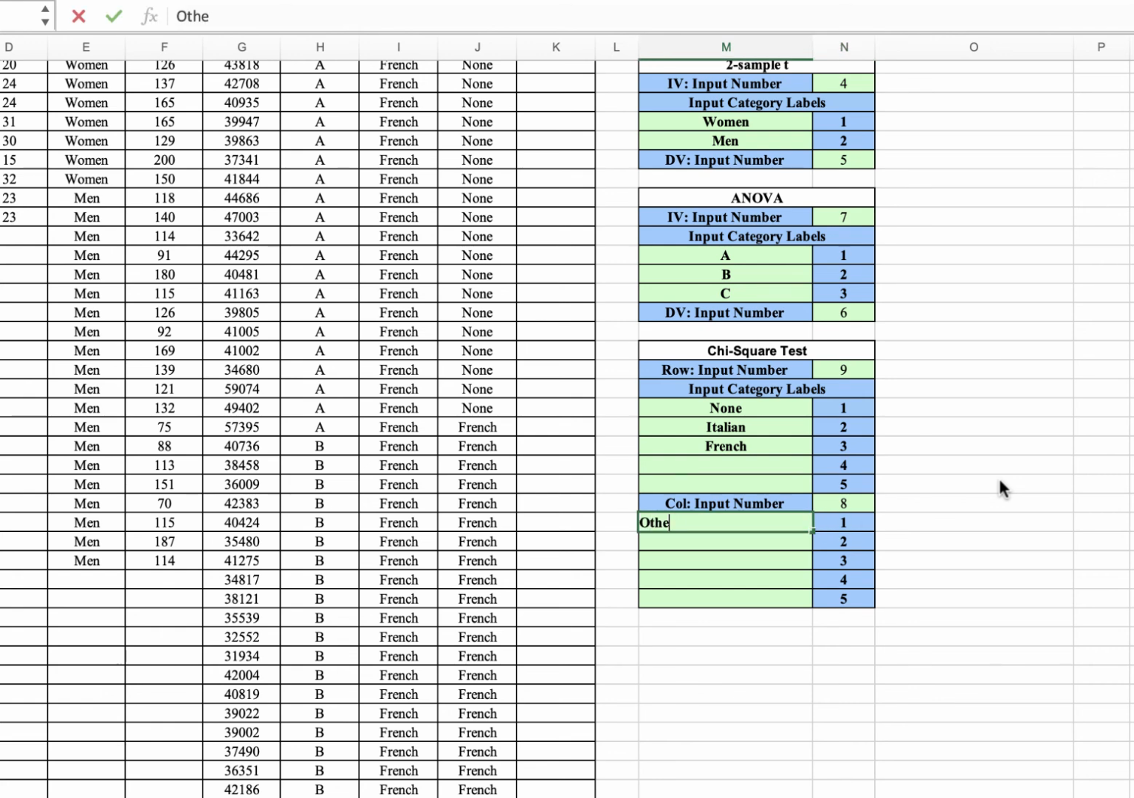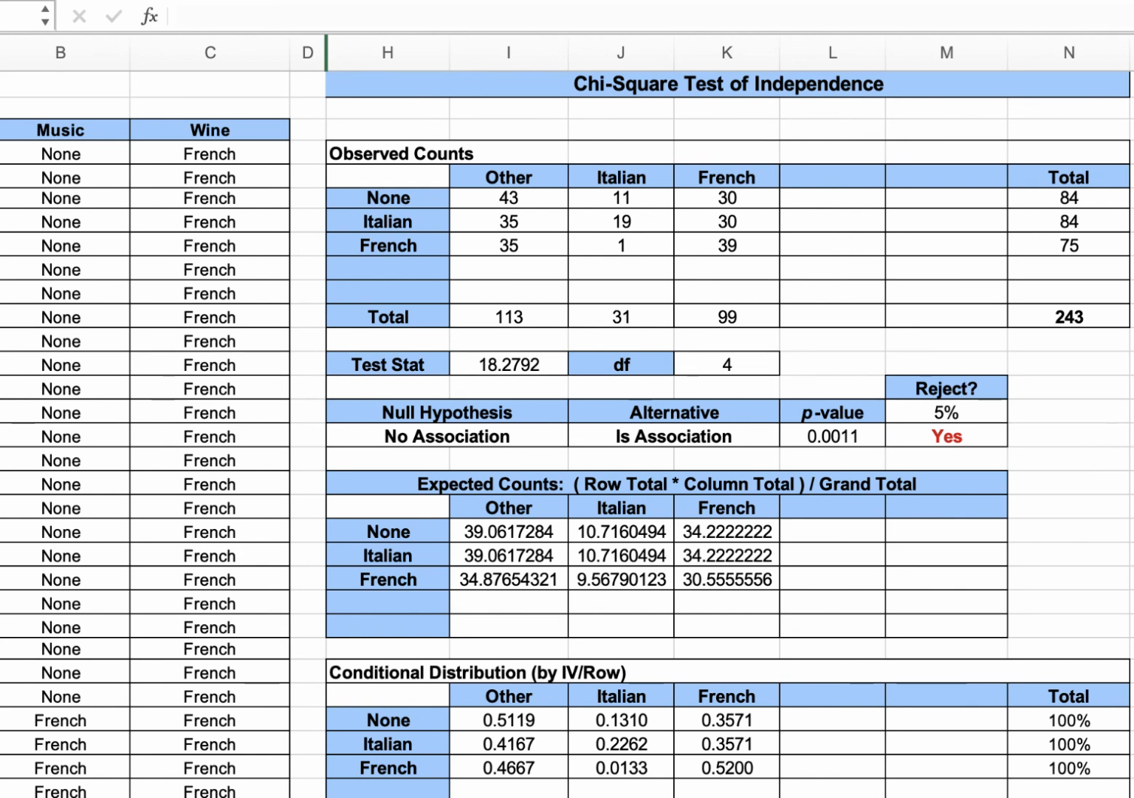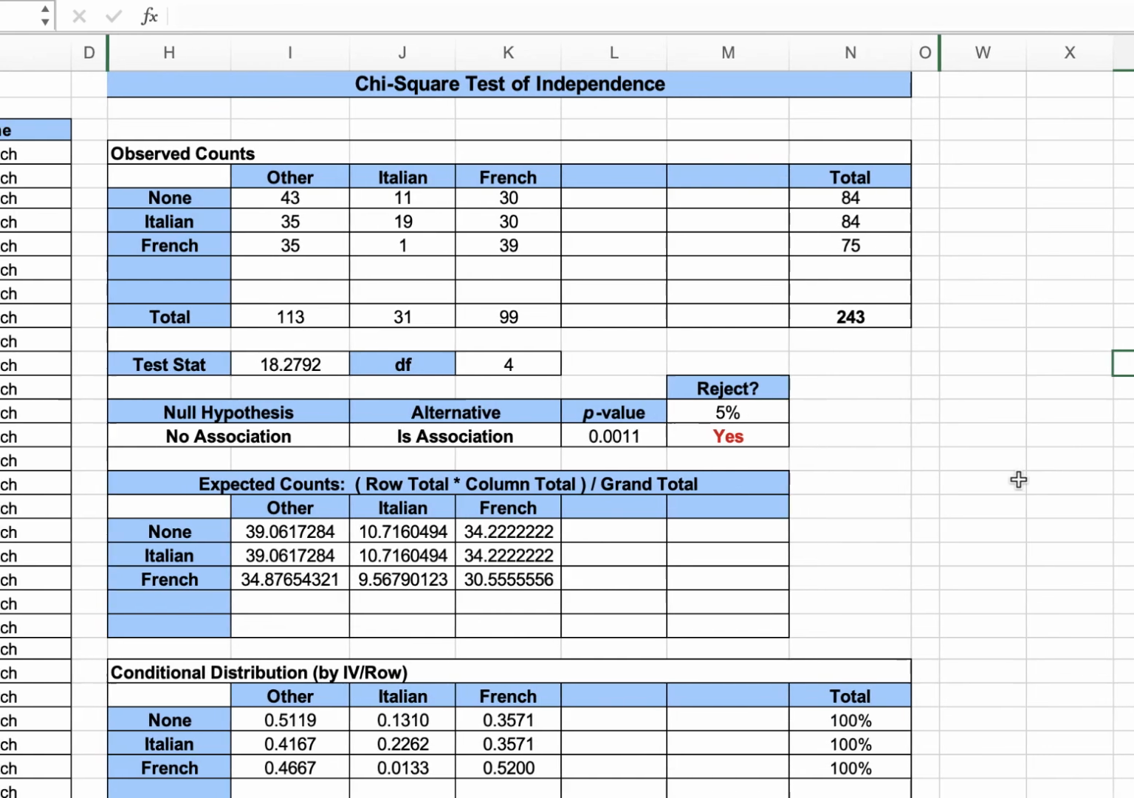So there could be other types of wine selected, or Italian, or French. So here's our 3 by 3, right? So our independent variable is categorical, our dependent variable is categorical. That's a job for our chi-square test of independence. Okay, so we have n equals 243 total purchases.